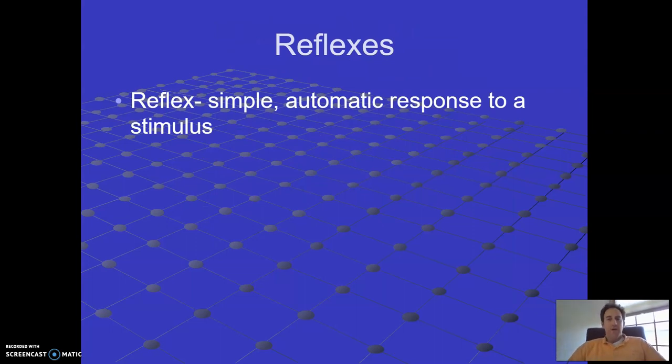The final thing I wanted to talk about with regard to the peripheral nervous system is reflexes. A reflex, all it is, is a simple automatic response to a stimulus. That's it, just an automatic response. So if I throw a ball at you really quickly and you catch it, that's not a reflex because that's not automatic. You had a choice to dodge it, to bat it out of the way. A reflex is automatic, no choice in the matter.